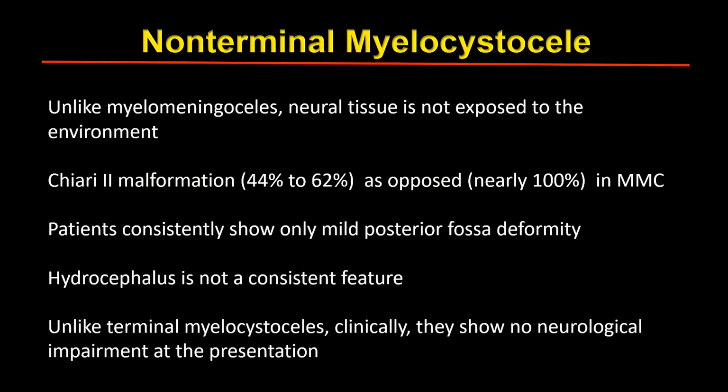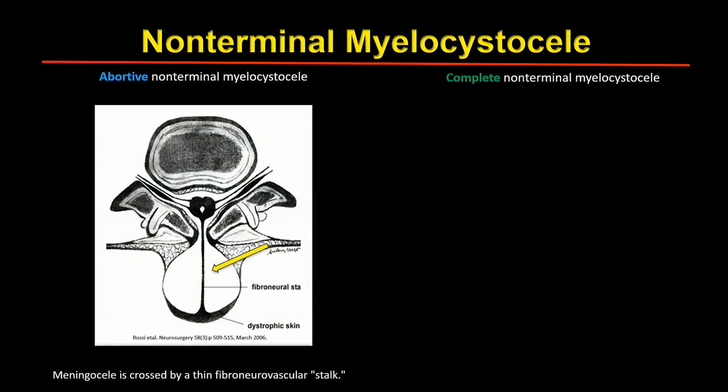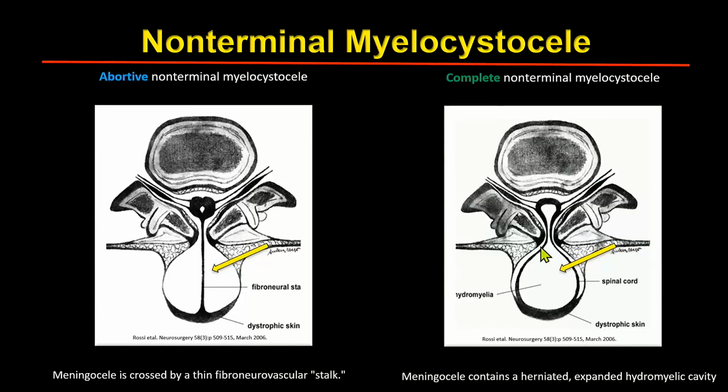And comparing the non-terminal myelocystocele to myelomeningocele and terminal myelocystocele, most of these patients actually do not show any neurologic impairment right after birth. Whereas in terminal myelocystocele, most of these patients right at birth have significant neurologic dysfunction and bowel bladder dysfunction. On imaging, to make things complex, the non-terminal myelocystoceles are divided into two further subtypes: the abortive type, where the meningocele is crossed by a fibroneurovascular stalk, or the complete type, where the syrinx cavity completely herniates into the meningocele. And this is an example from our hospital.